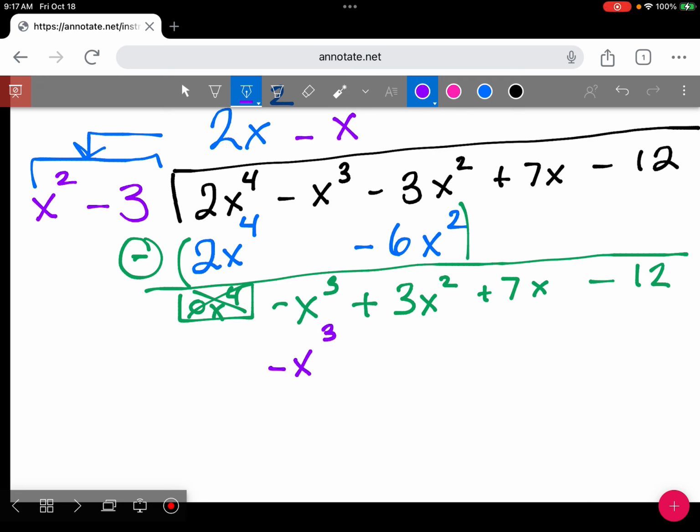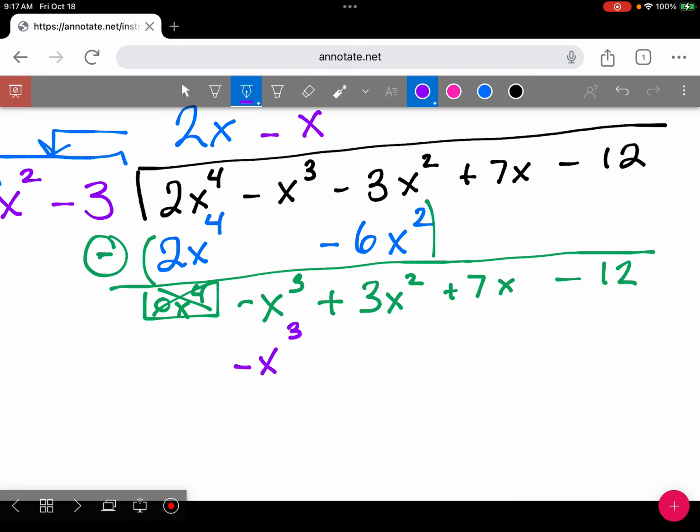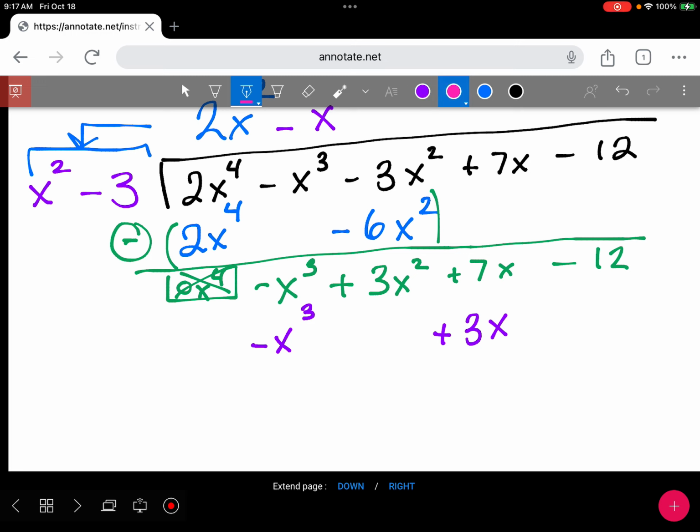Then we're going to have our minus x times our minus 3, and that's going to give us plus 3x. And I'm putting it way over here so it lines up with my x's. Then we're going to subtract the whole line. Minus x cubed minus minus x cubed gives me 0x cubed. They cancel out. That's the whole point. That first term needs to cancel out.